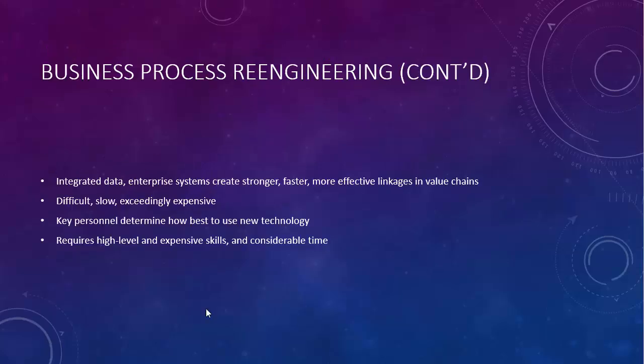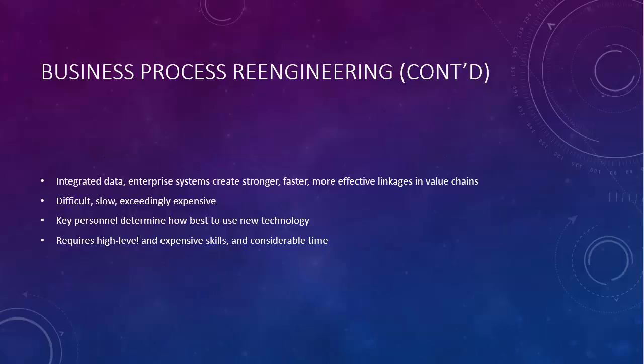So with the business process reengineering, you get integrated data. Data come from different locations, and hopefully that will help the enterprise system create stronger, faster, and more effective linkages in that value chain. So that would be similar to the hospital that we just showed you on a previous slide.